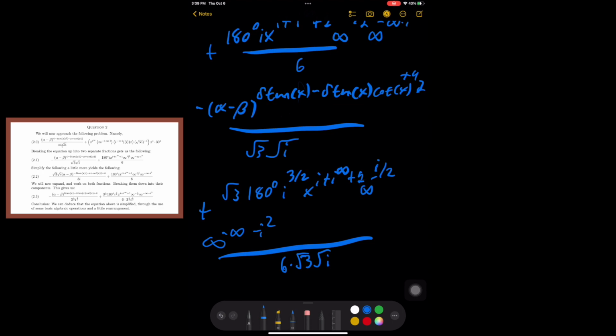So you can actually connect the two if you wanted to. However, this is as simplified as I wanted to go in the equation itself. But yeah, that's how you break down question 2. So let's move on to question 3.